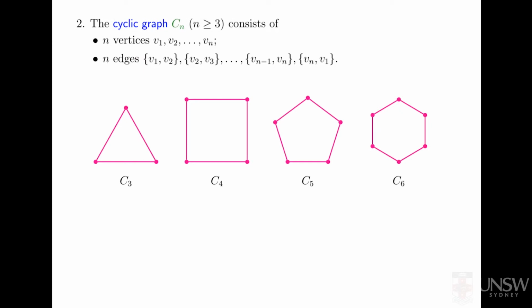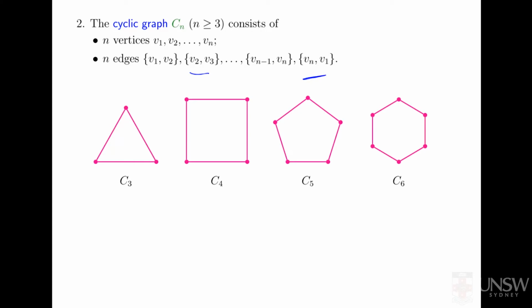The cyclic graph Cn is the next thing we're going to define, a family of graphs. So here n is at least 3. And Cn has n vertices, which we label v1 up to vn. And it also has n edges, and each edge joins vj to vj plus 1, except when you get to the end, you have to wrap around to the beginning.